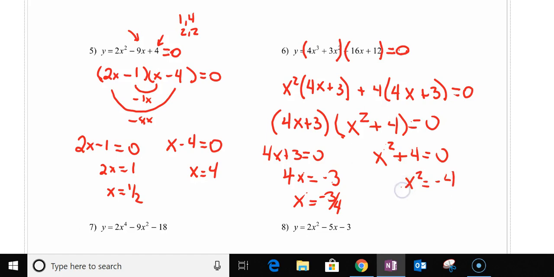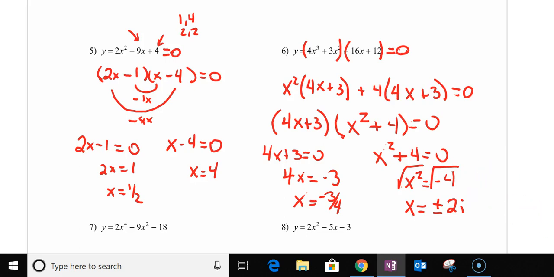And then I take the square root of both sides. Now here's where you're going to have to remember your Algebra 2. What happens when you take the square root of a negative? It's a complex number. It's an i, and the square root of 4 is 2. So I get plus or minus 2i, and those are my zeros. So that's the way we factor and solve for zeros.